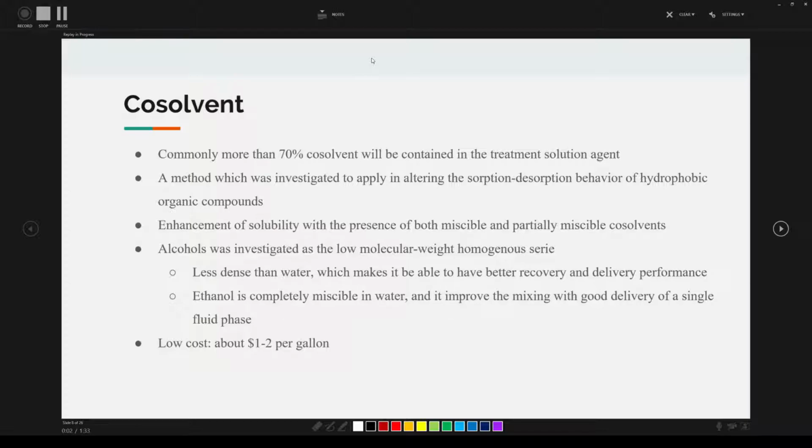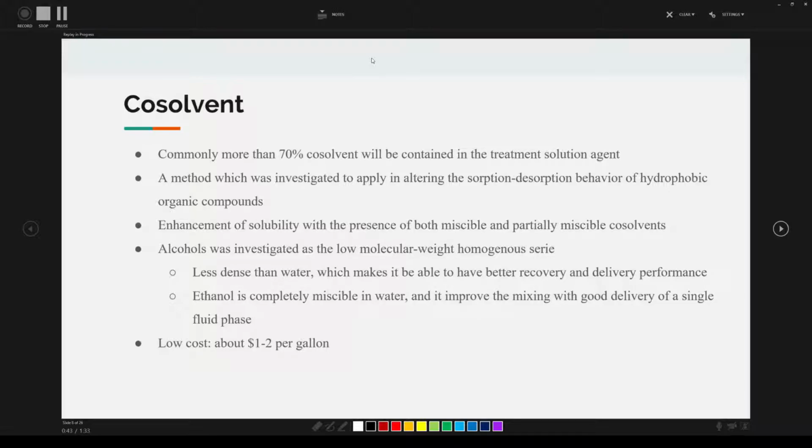The other one we talk about is the co-solvent. It is common for more than 90% co-solvent to be contained in the treatment solution agent. And this is a method which was investigated for altering the sorption and desorption behavior of hydrophobic organic compounds. Its enhancement of solubility with the presence of both miscible and partially miscible co-solvents is performing really great. Alcohol was investigated as a really common low molecular weight homogeneous series for co-solvent usage.